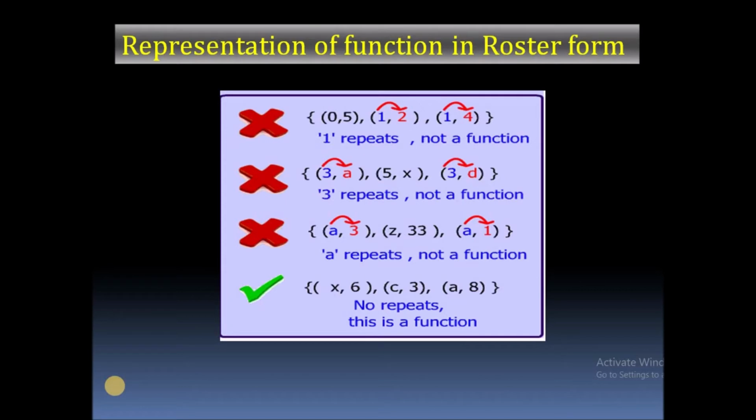Now in second example, (3, a), (5, x), (3, d). Again element 3 relates with a and d both. So it is not a function. Similarly, (a, 3), (z, 33), (a, 1). Again, a relates with 3 and 1 both. So, it is not a function. And last one is (x, 6), (c, 3), (a, 8). No repetition is there. So, this is a function.